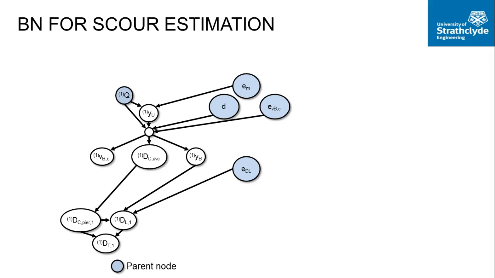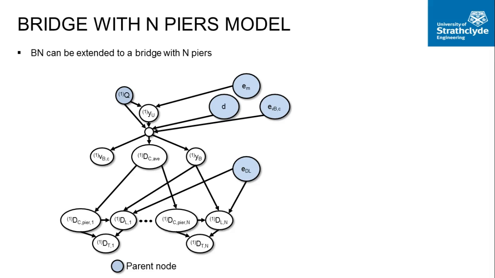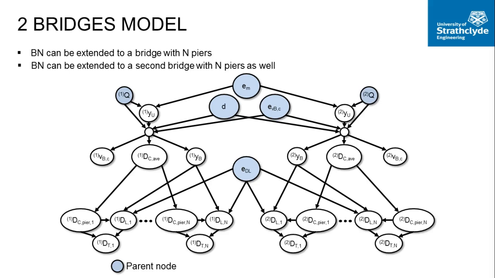So this is the final Bayesian network that allows us to estimate the total scour at the pier starting from the water flow. The Bayesian network can be extended to a bridge with n piers in the riverbed because we can find correlation in the average value of the constriction scour and the water level, because they are in common for every pier.